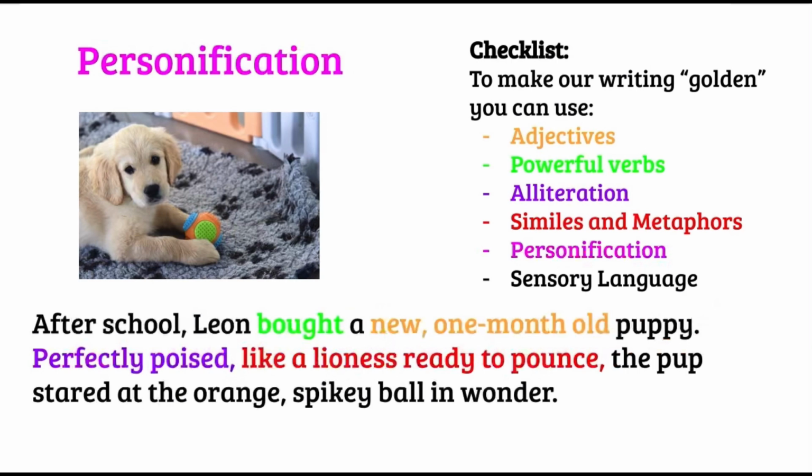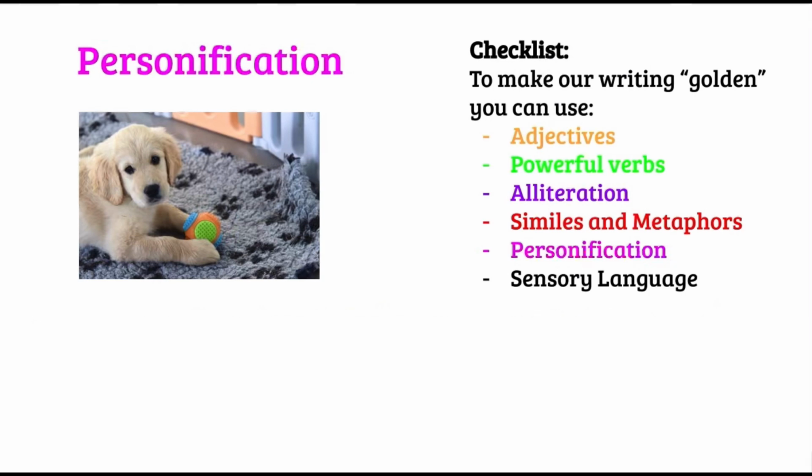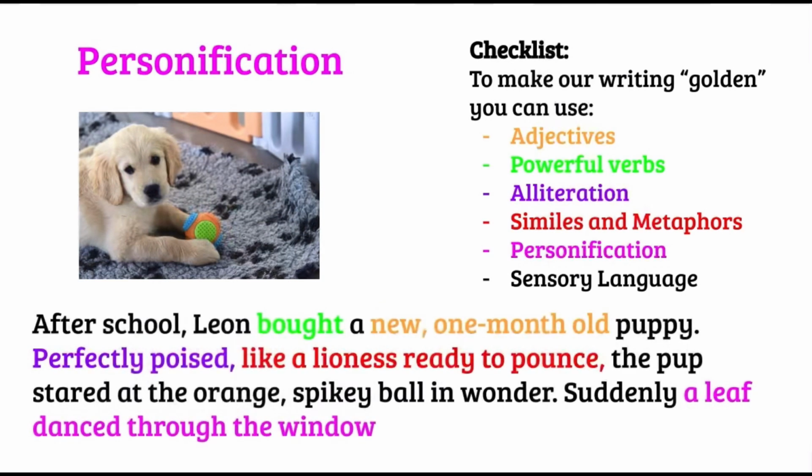Next, we're going to look at personification, which is where you give a human characteristic to a non-human object. So I'm actually going to do this to a leaf. Suddenly, a leaf danced through the window. Leaves don't dance, but humans do, and I've given this characteristic so you can imagine how that leaf was moving.